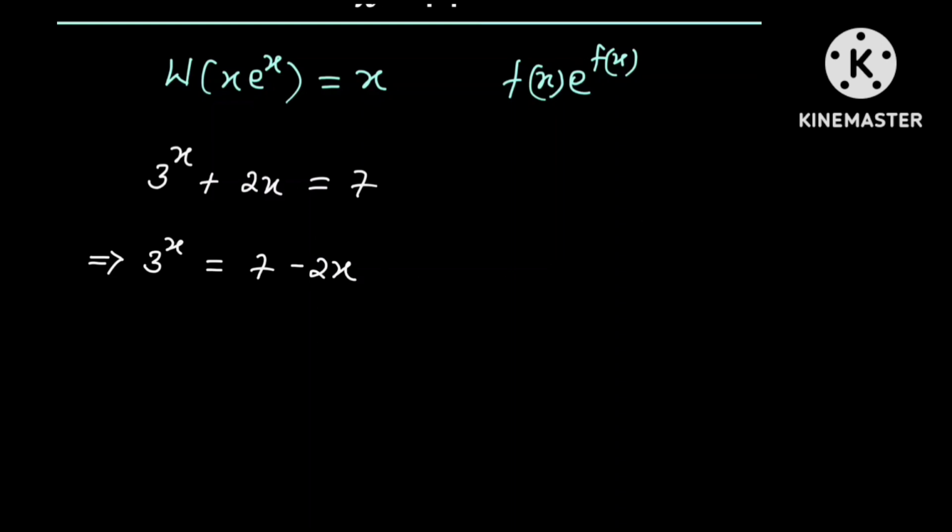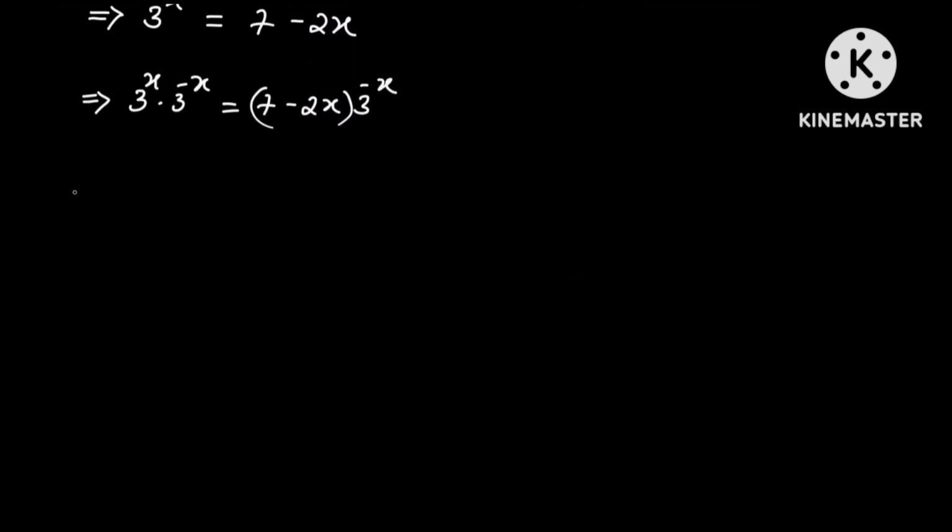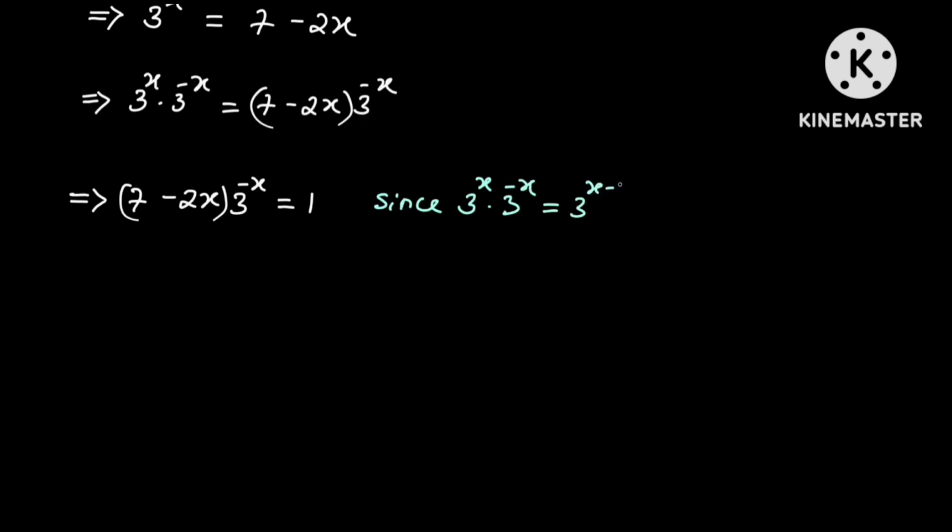And if we multiply both sides by 3 raised to the power negative x, we are going to obtain 3 raised to the power x multiplied by 3 raised to the power negative x, which is equal to 7 minus 2x multiplied by 3 raised to the power negative x. And this implies that 7 minus 2x multiplied by 3 raised to the power negative x is equal to 1. Since 3 raised to the power x multiplied by 3 raised to the power negative x is equal to 3 raised to the power x minus x, which is equal to 3 raised to the power 0, and the answer is 1.